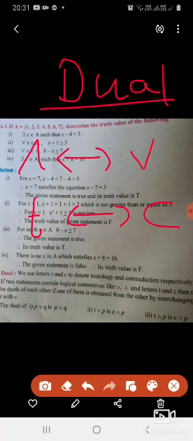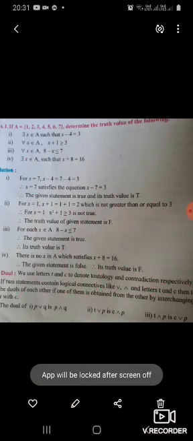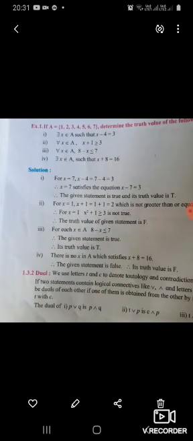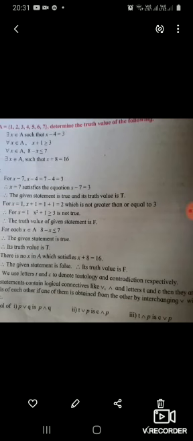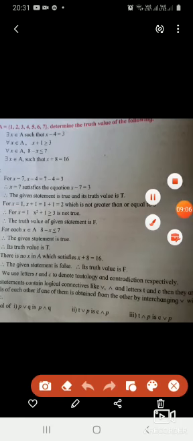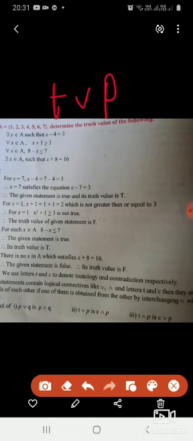This is the concept. Another point: the dual statement will not affect the negation. There will be no change in the negation; it stays as it is. For example, the last line is given clearly. P or Q has the dual P and Q. Next, T and T or P has the dual statement where T goes to C, the contradiction.